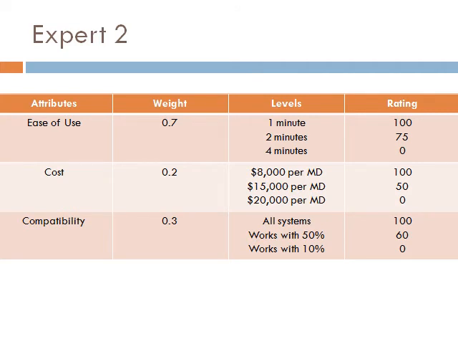On the other hand, this is a chart representing preferences from the second expert, who is the Chief Nursing Officer. It can be seen that ease of use was the top priority with a weight of 0.7, followed by compatibility with 0.3 and cost with a value of 0.2. This preference can be attributed to the fact that nurses would prefer systems that are quick, efficient, and easy to use, but also compatible with other systems.